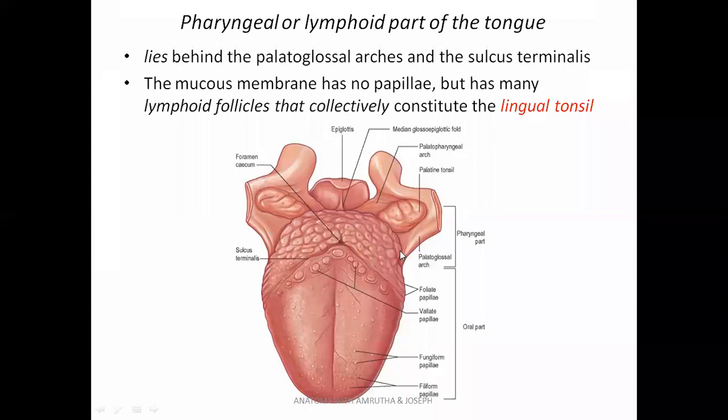So the area of the tongue seen posterior to the sulcus terminalis and the palatoglossal arch can be called the pharyngeal part. Here the mucous membrane does not have papillae, whereas in the anterior 2/3 we have seen a lot of projections. On this area papillae are absent, but we can see some collections of lymphoid follicles that are collectively called lingual tonsils. They are lymphoid tissue seen on the posterior aspect of the tongue.